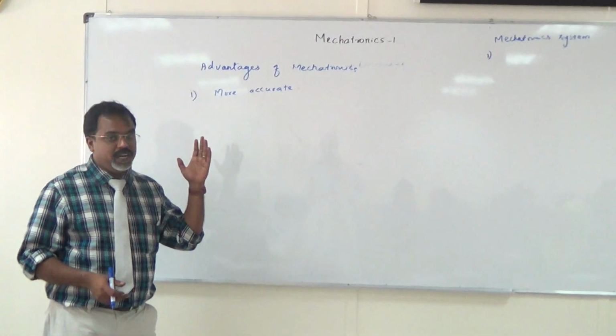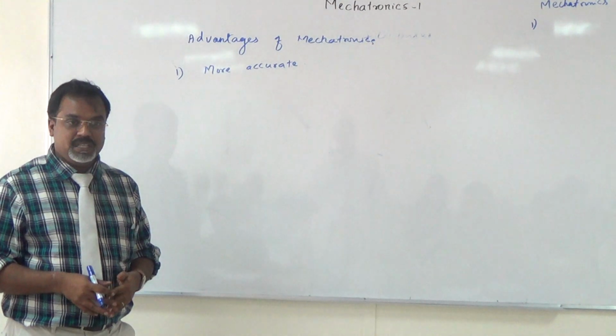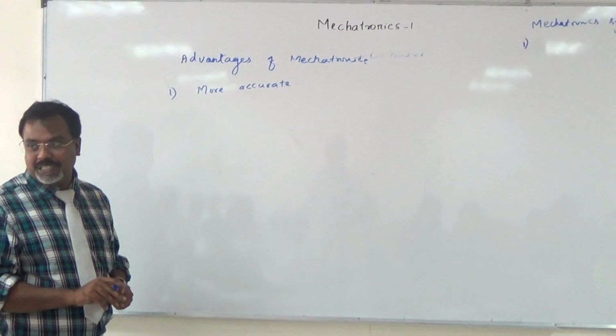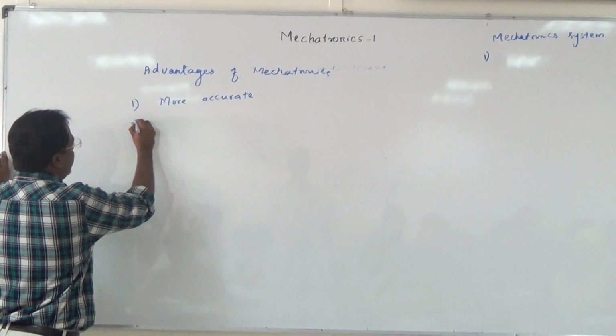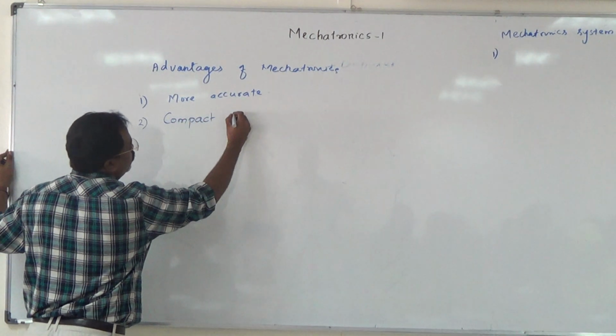So earlier, in older days, there was some mechanical system controlled by some mechanical elements. But nowadays it is controlled by electronics. So compact design we can make. So this is a compact design, correct? Compact design means you know that?